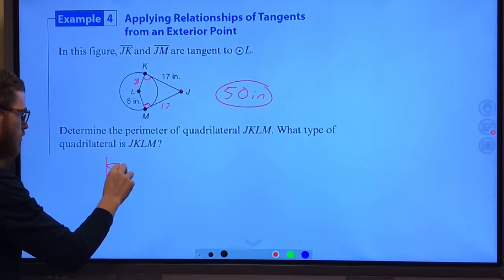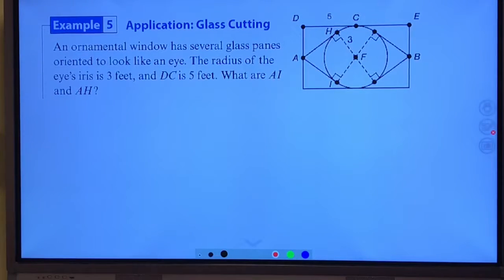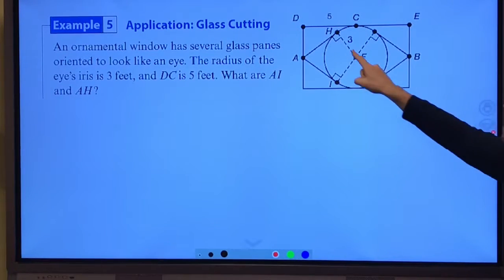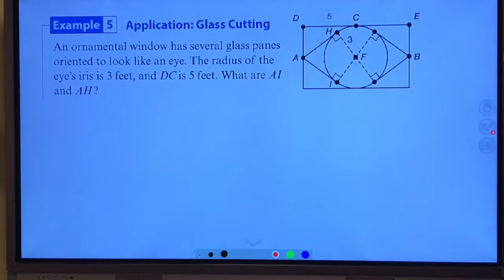This is a kite. Here we have an ornamental window. It has several glass panes oriented to look like an eye. The radius of the iris is 3 feet. Okay, we can see that right there. DC is 5 feet. What are AI and AH?